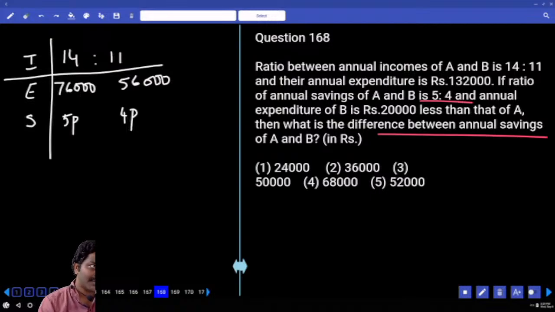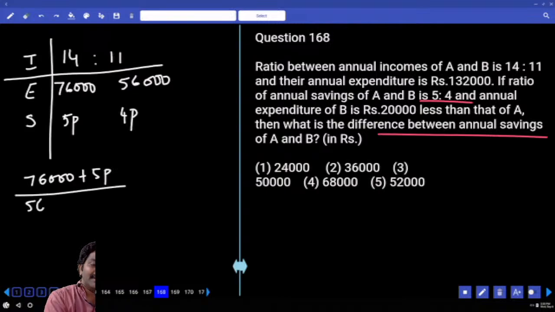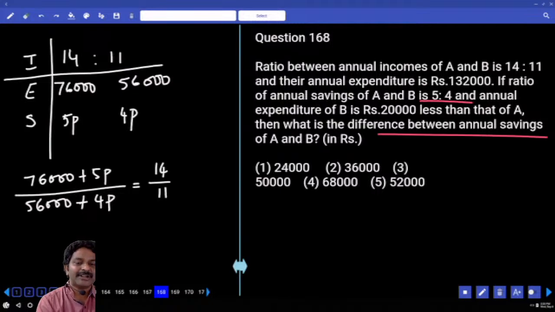Now there are two ways to solve this question. For the first person, A, income is 76,000 plus 5 parts. For the second person, B, income is equal to 56,000 plus 4 parts. This is the income ratio, which is 14/11. Go for cross multiplication. Can you get the P value or not? This is one way, right?